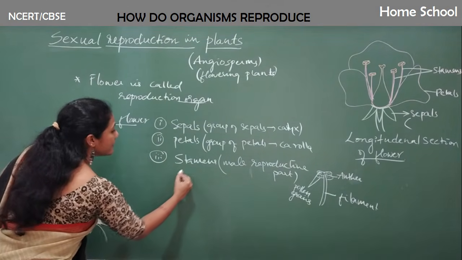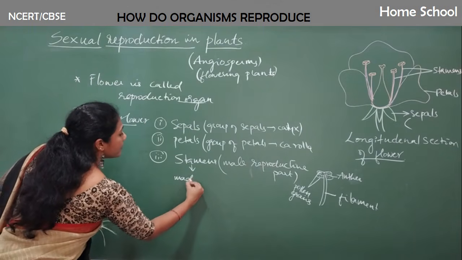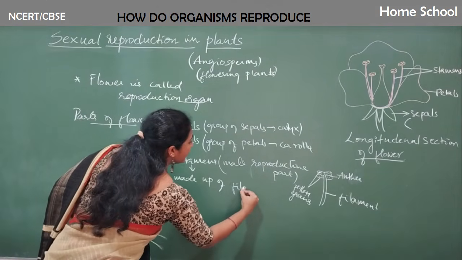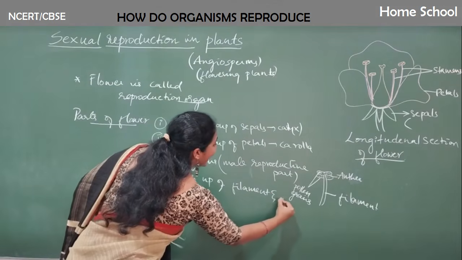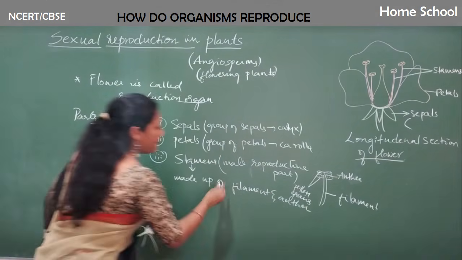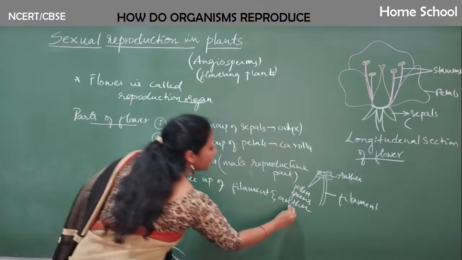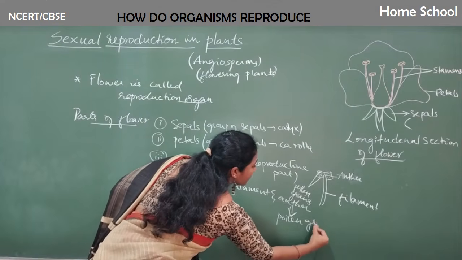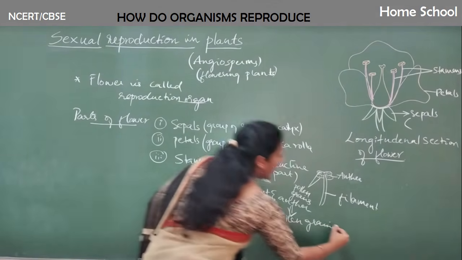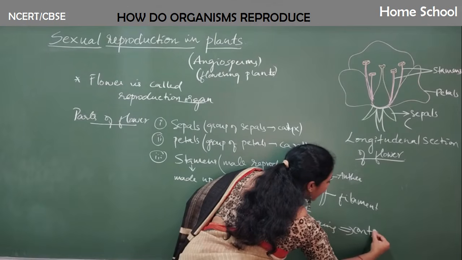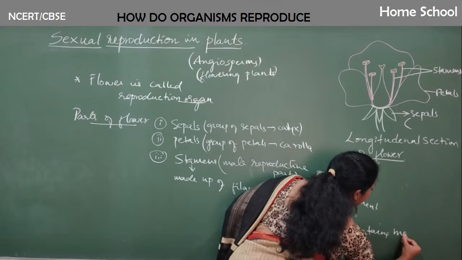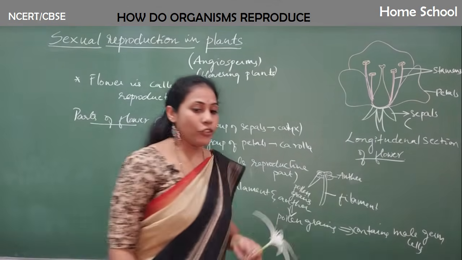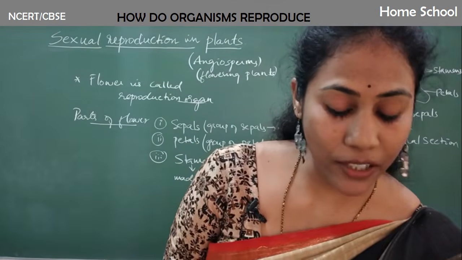So stamen is made up of filament and anther. Anther contains the so-called pollen grains, and these pollen grains contain male germ cells. Male germ cells, okay. I can show it in this flower.